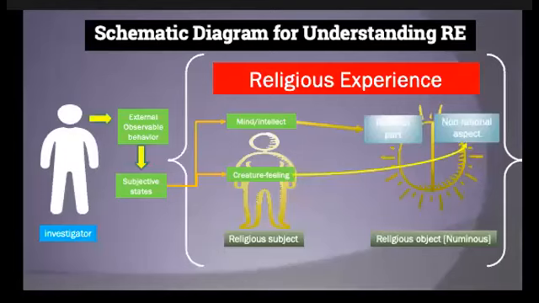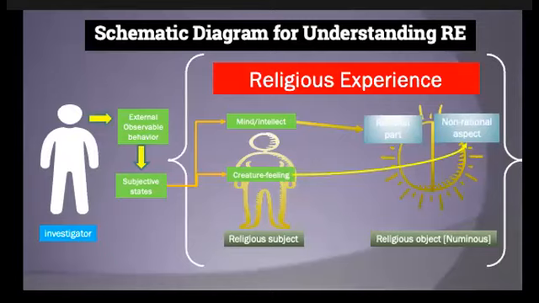Here we have a schematic diagram for understanding religious experiences. What we as students of religion have is only access to the external observable behavior. As investigators, we only see what is outside. But this behavior that we see actually points to certain subjective states, which correspond to certain states of the mind and feeling of the religious subject who encounters the numinous.